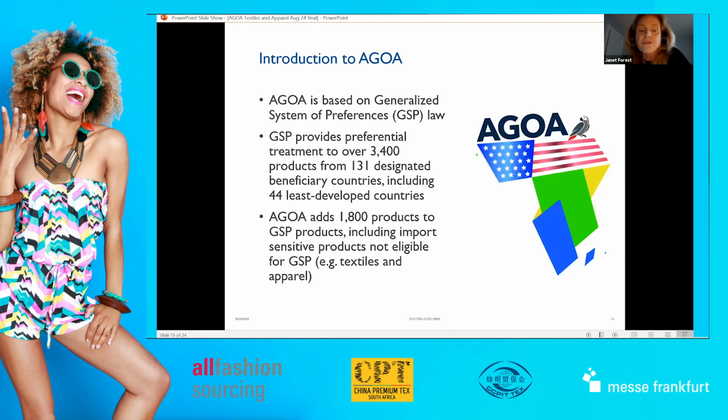AGOA was developed to take this basic program and make it broader for sub-Saharan Africa. For one thing, it adds 1,800 products to the list of GSP eligible. And this includes a lot of import-sensitive products that are not allowed to use GSP. The biggest example of this is textiles and apparel.